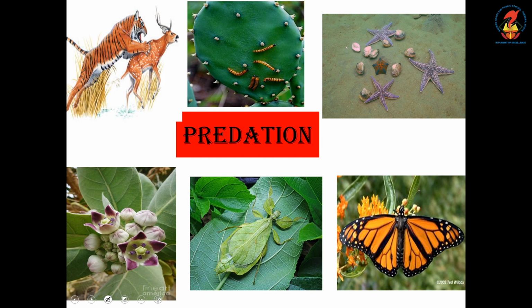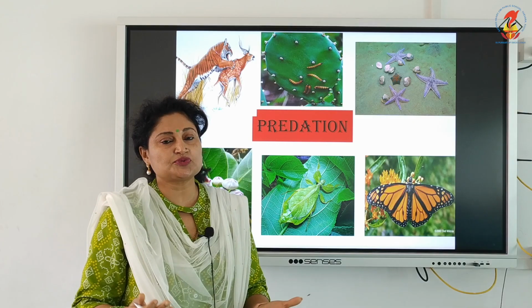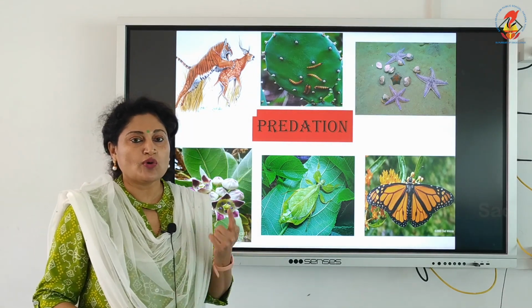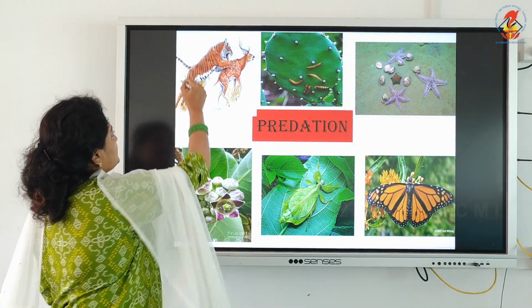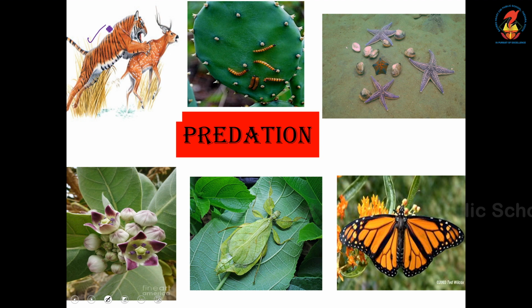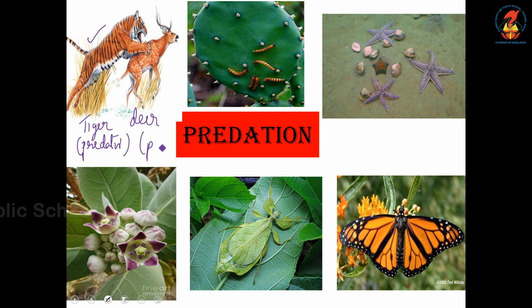Predation. What is predation? Predation is an interspecific interaction in which one species is benefited while the other species is harmed. The predator is benefited. So, this is a very common example, tiger, deer. Tiger capturing and killing the deer. So, the tiger is the predator and the deer is the prey.